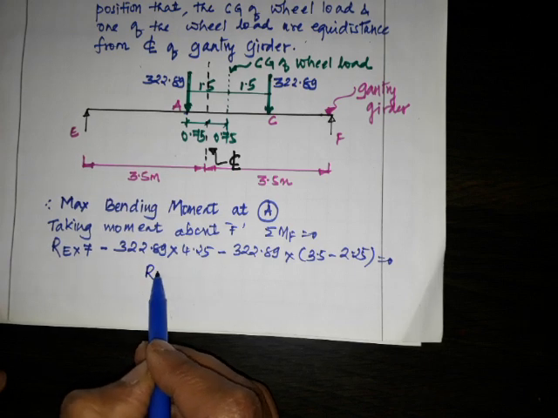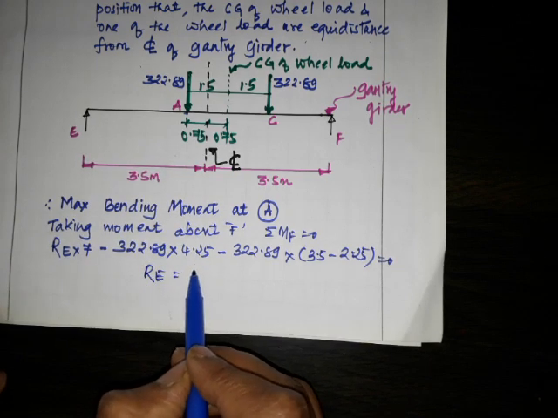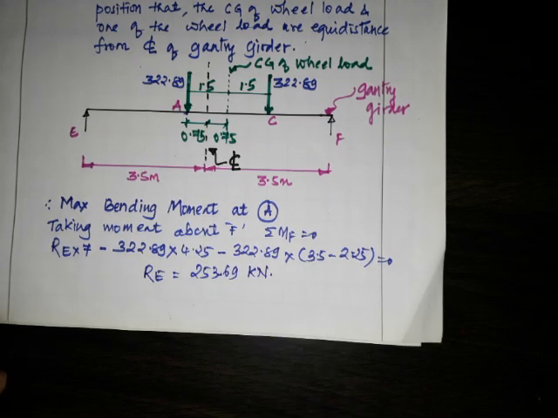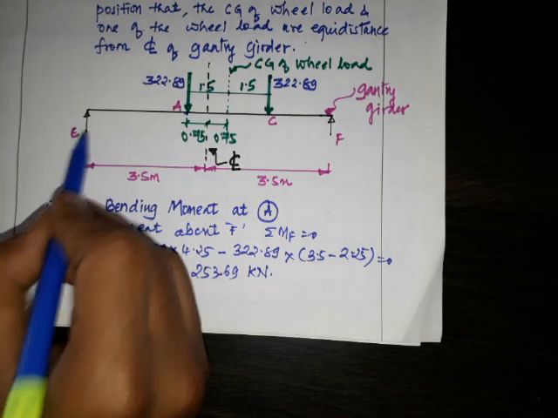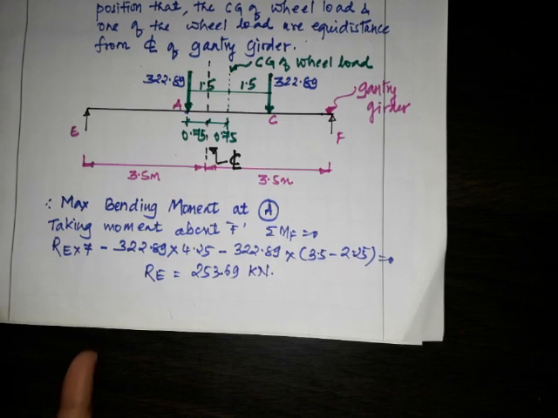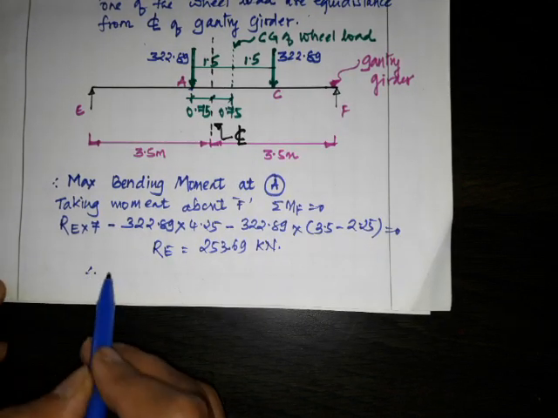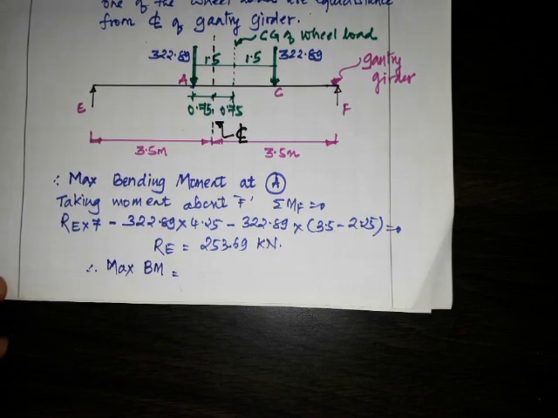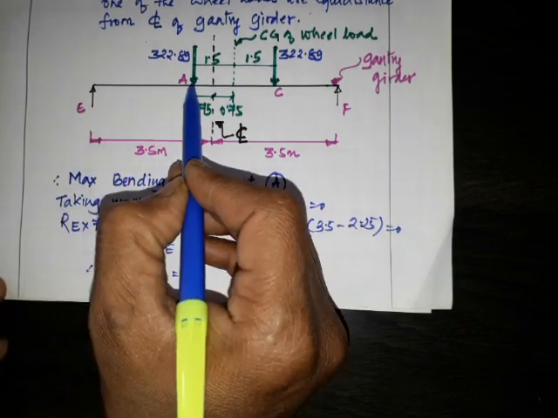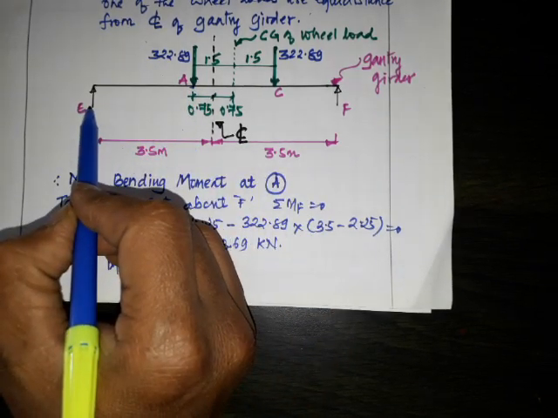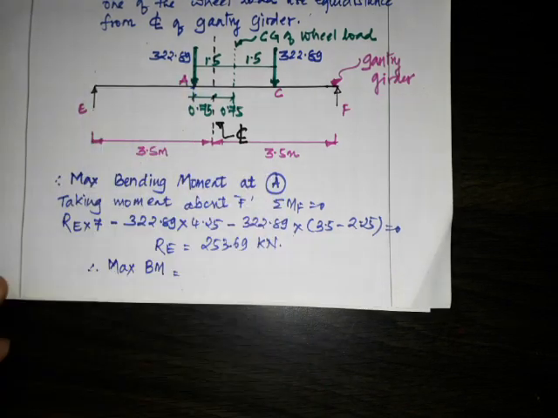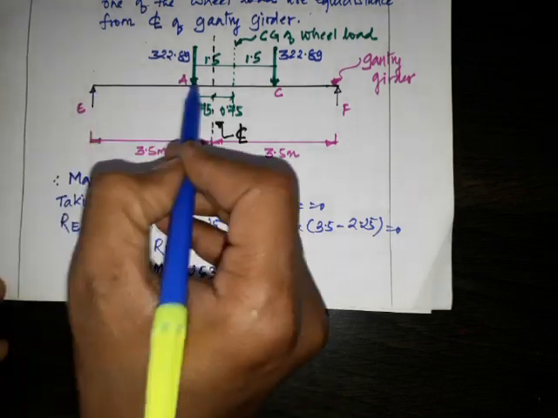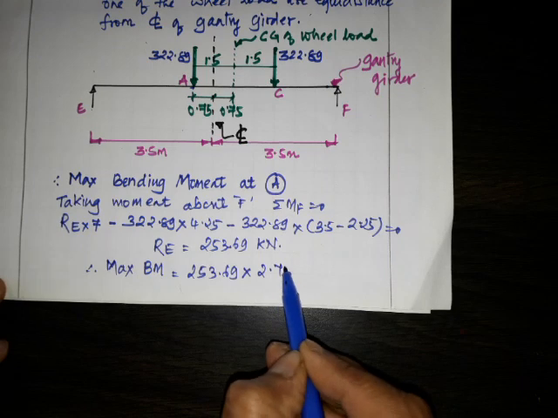So we get RE is equal to 253.69 kilonewton. So we got the reaction 253.69 kilonewton. So therefore, maximum bending moment, correct? So we have to find out the maximum bending moment at A. So we got reaction RE. So RE into this distance we have to multiply. So RE is 253.69 into this distance, which is 2.75, correct?